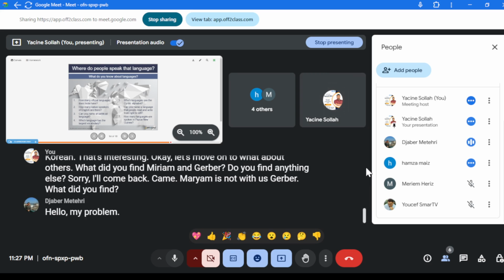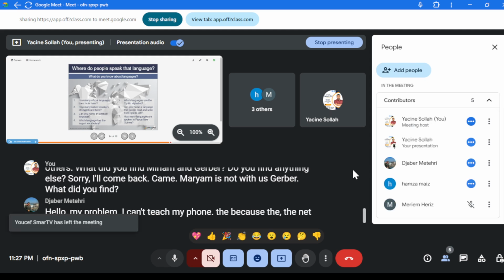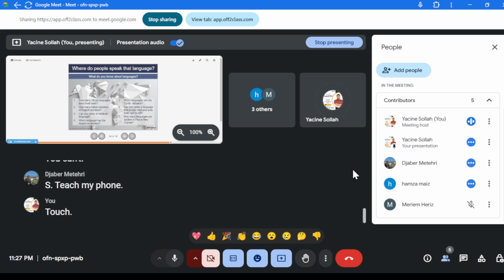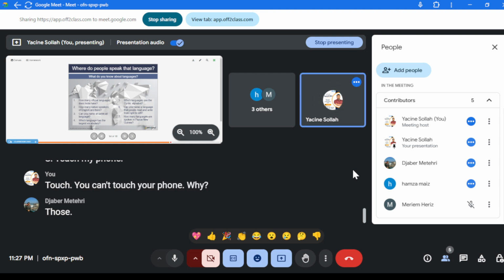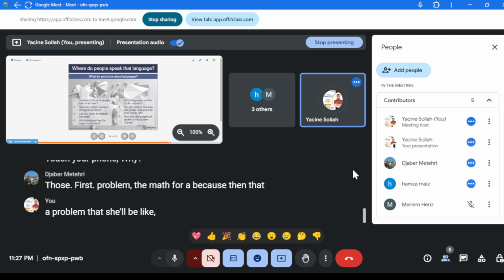No, my problem, I can't touch my phone because of the net. You can't touch your phone? Why? Problem with the net. Problem of internet.